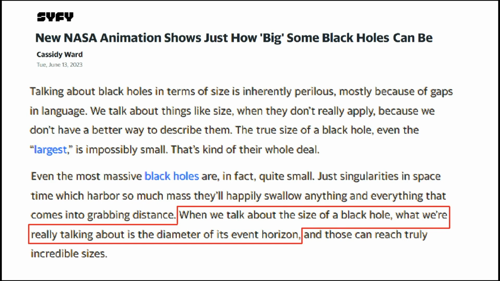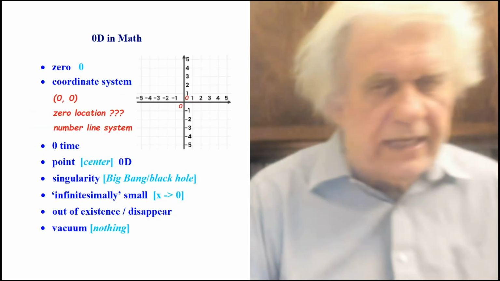When we talk about the size of a black hole, what we're really talking about is the diameter of its what? Event horizon. And those can reach truly incredible sizes. Okay, so they're talking about the region of influence of the singularity. Okay, singularity is zero size. If it's zero size and has no matter, then it has no influence over anything.